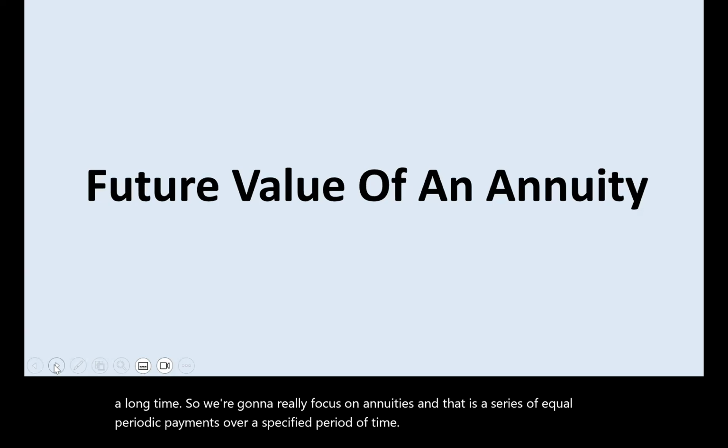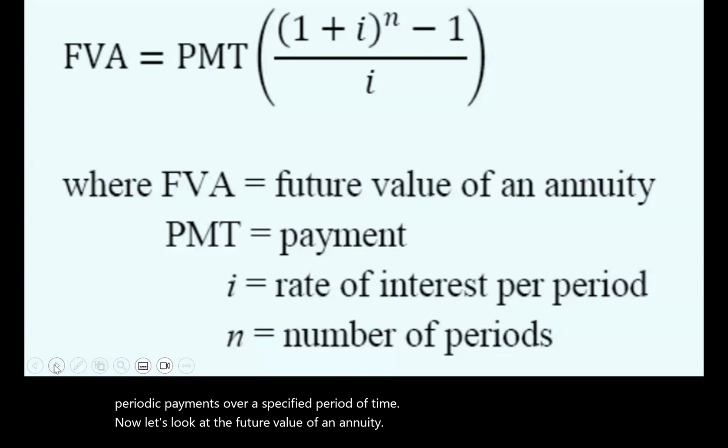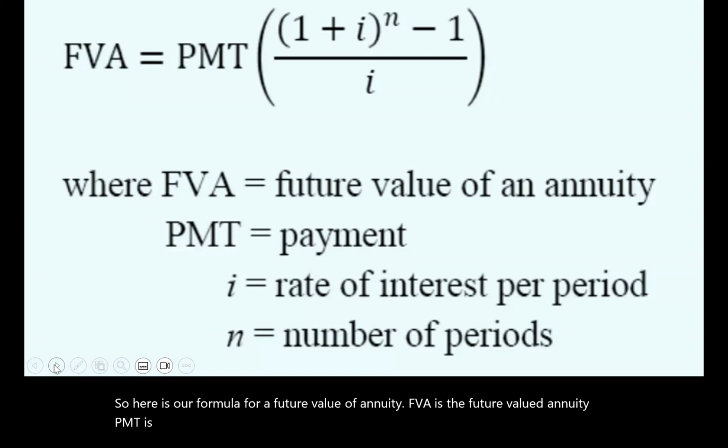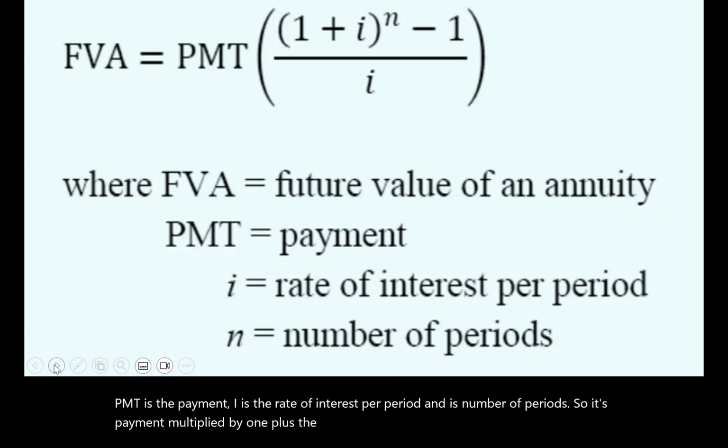Now, let's look at the future value of an annuity. So here is our formula for a future value of an annuity. FVA is the future value of the annuity. PMT is the payment. I is the rate of interest per period. N is number of periods. So it's payment multiplied by 1 plus the interest rate raised to the number of periods minus 1, divided by the interest rate.